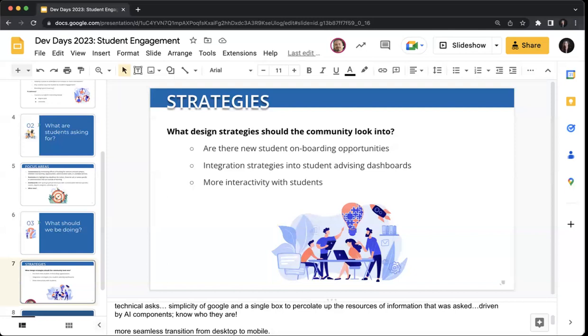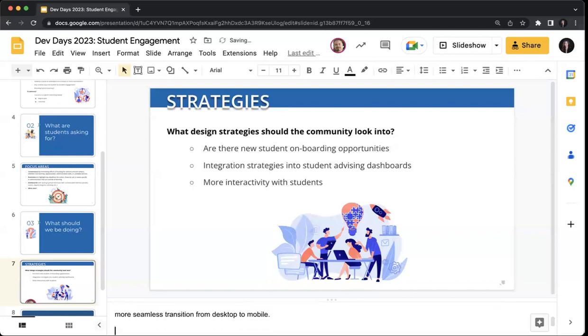Yeah, I'm back. I feel like strategies are defined, or should be defined, by those focus areas. I know that our students want, yes, convenience.